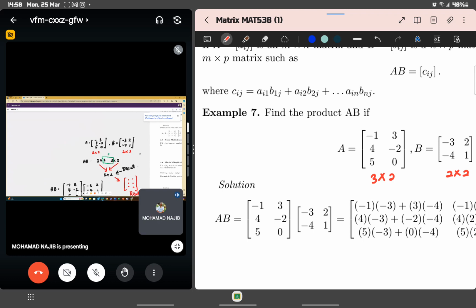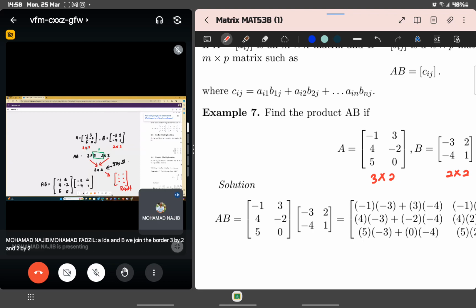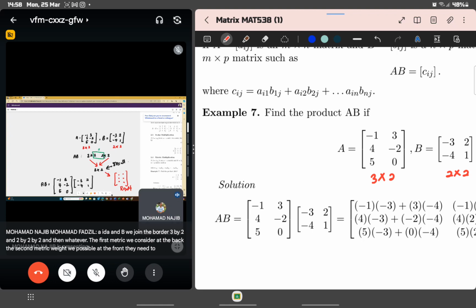Kalau saya ambil A darab dengan B, we join the order 3 by 2 and 2 by 2. Kan betul tak? 3 by 2 dengan 2 by 2. Anda cuba tengok depan dengan belakang ni. Okay, the first matrix we consider at the back. The second matrix we consider at the front. Jadi cuba anda tengok dalam petak hijau ni. Sama tak nombor dia? Sama kan? Sama. Jadi A boleh darab dengan B.